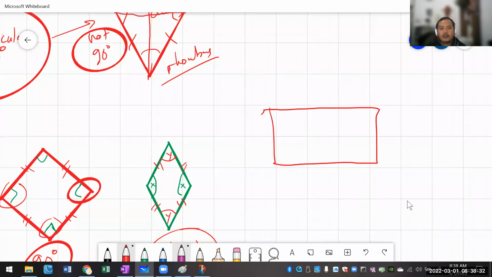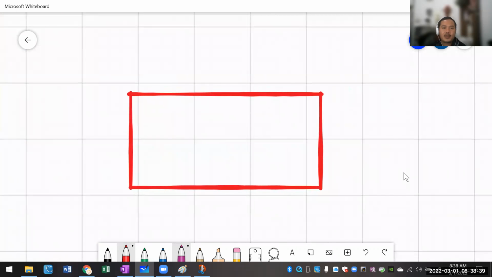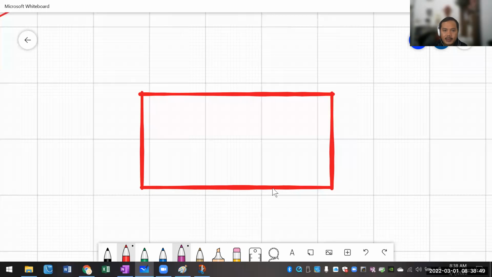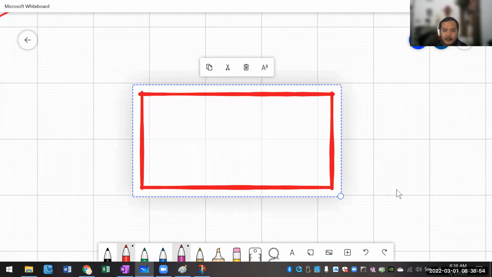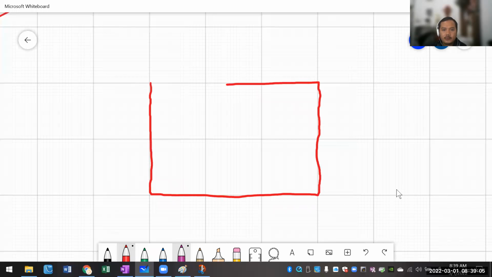If I have a, why isn't it changing? It should change, guys. Okay, so if I have this rectangle here, for example, I'm going to make it, sorry guys, it's a little bit laggy here. Okay, the lag is quite bad. I'm going to draw it again. 1, 2, 3, 4, boom. Okay, here we go.